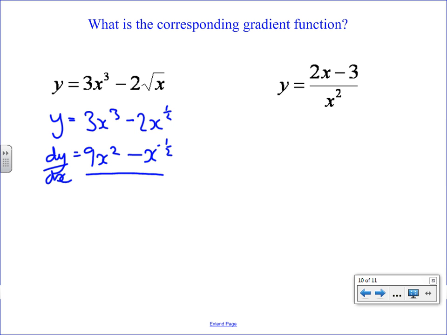Yep. So you wouldn't ever go back and do that as 9x squared minus 1 over root x? It's a really good question. I think basically this form here is really nice if you're solving an equation. If you wanted to solve where the gradient is equal to 2, so you were trying to solve this equation, then I would write it like that. But for differentiating, you need it in the power form. So leave it like that then.